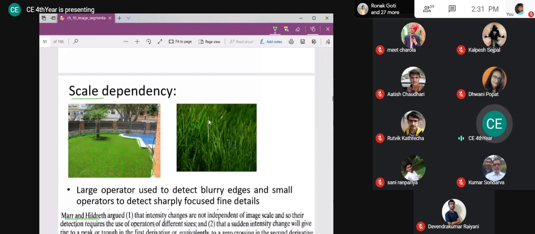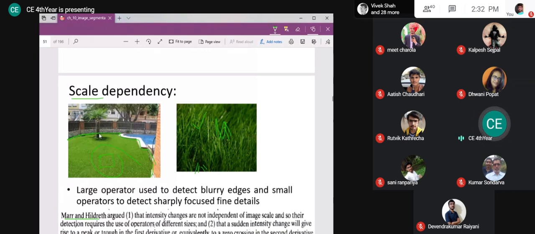Now, suppose I'm working on this image. The image is the same, just a zoomed in, scaled version. Then what I'm interested in is these lines. I am interested in how my grass is separated from other grass. That can be my requirement. I want to see whether it is affected by some disease or not. That kind of thing can be the requirement. Here my requirement is to find out the small details, while here my requirement is to find out the blur edges.